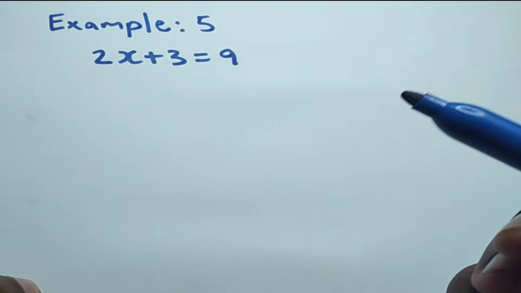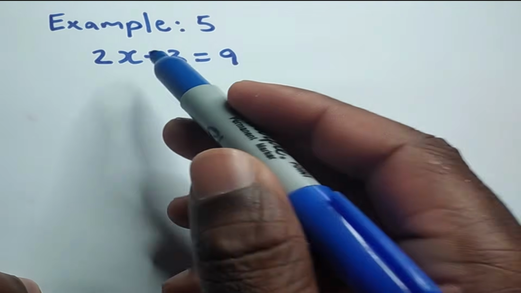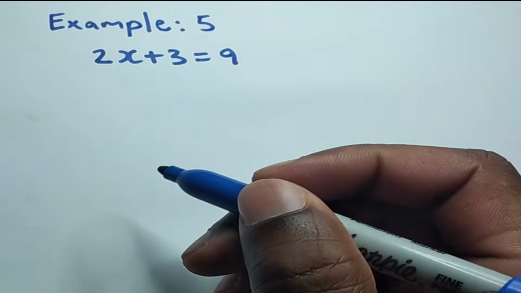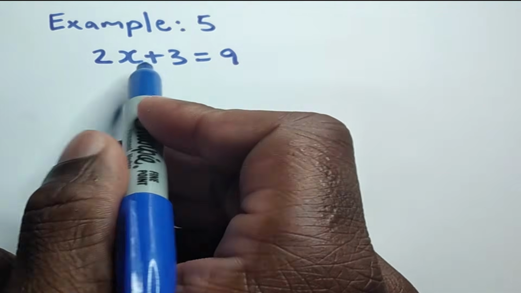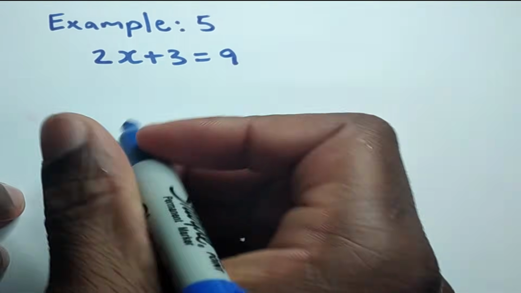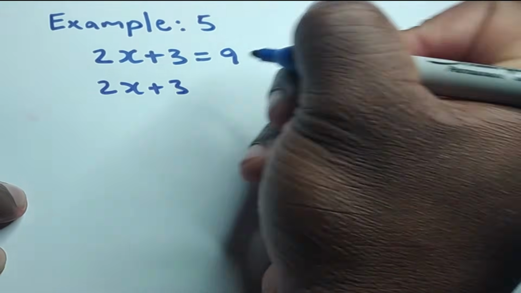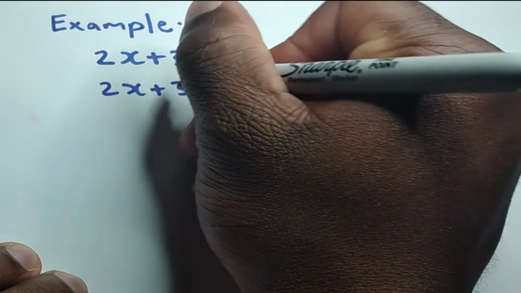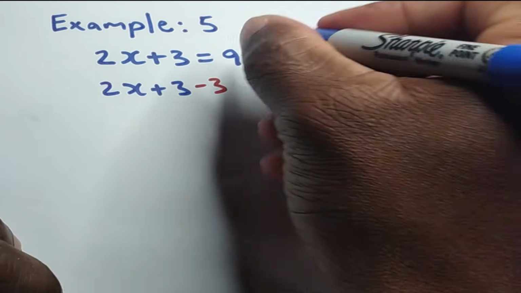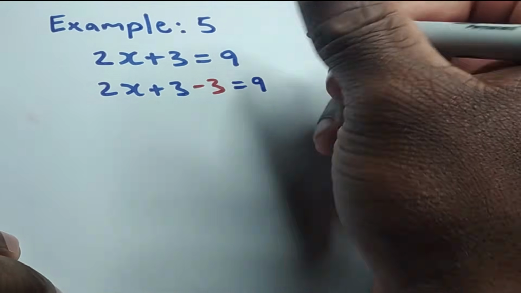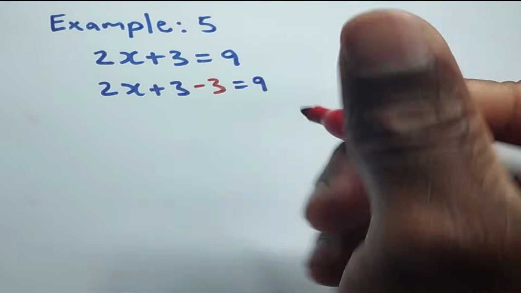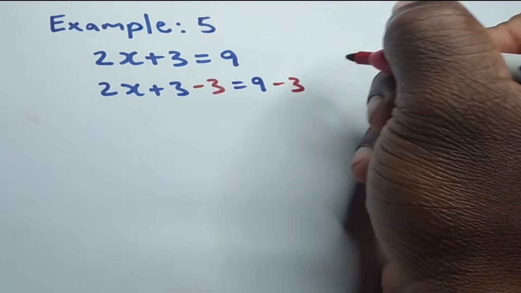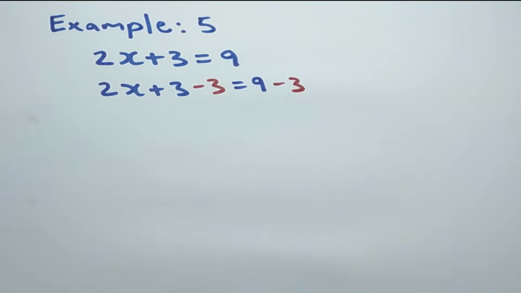That simply means we want to make x the subject, so we want to have the x on one side of the equal sign by itself. So first thing first, we can remove this positive 3 right here. So we have 2x plus 3. If we want to remove the 3, we are simply required to do the opposite of this operation, which is to minus 3. And whatever we do to one side, we are required to do the same thing to the other side. So we have to minus 3 on this side as well to keep the equation balanced.